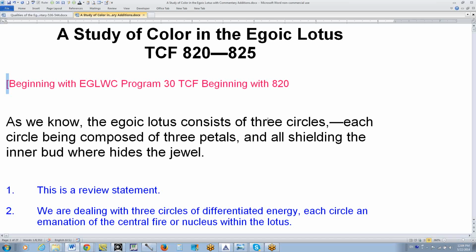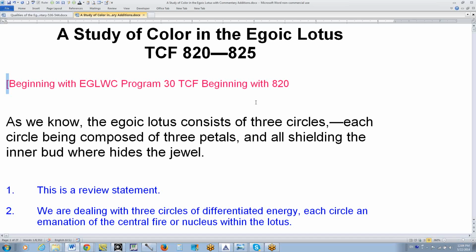So I'm beginning here at 820 in Cosmic Fire. It says, as we know, the Egoic Lotus consists of 3 circles, each circle being composed of 3 petals and all shielding the inner bud where hides the jewel. And the inner bud, of course, these are the innermost petals, really, the petals of synthesis.